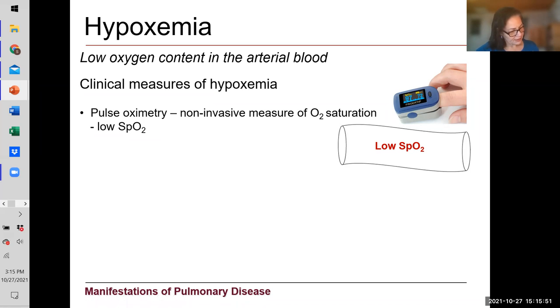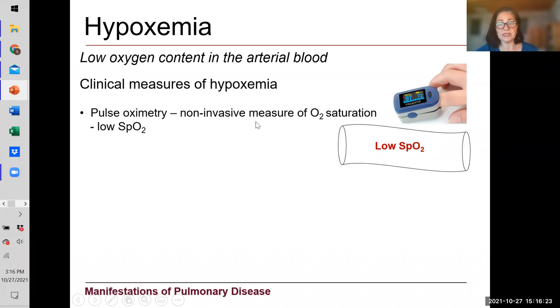Let's see, what does it stand for? S is for saturation of oxygen, P for pulse oximetry, and O2, of course, is oxygen. And so we expect a low SpO2 for somebody who's having a difficulty with the pulmonary system. If they're dropping into the 80s, there's getting to be a serious problem. If they're into the 70s, they need some supplemental oxygen.